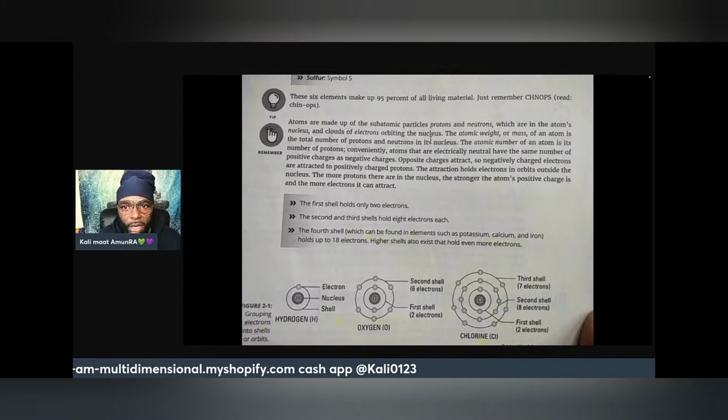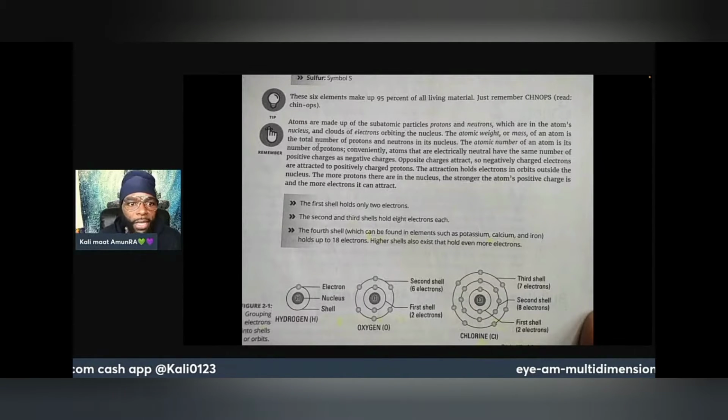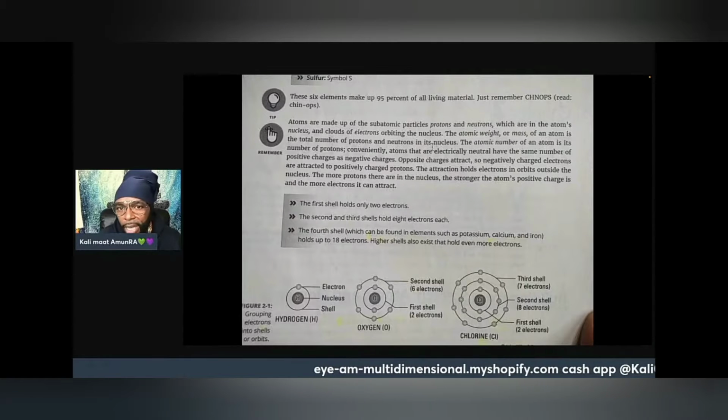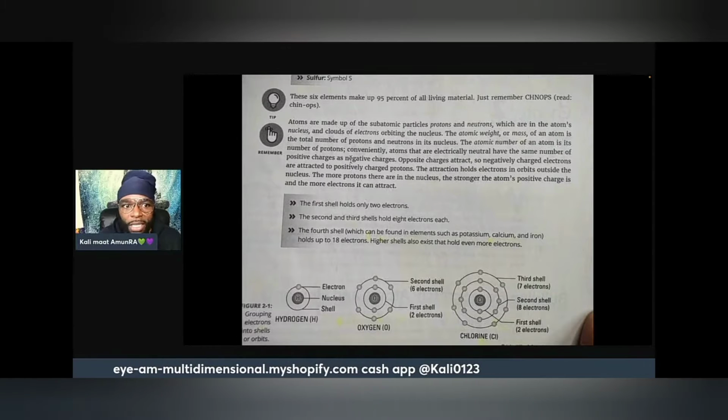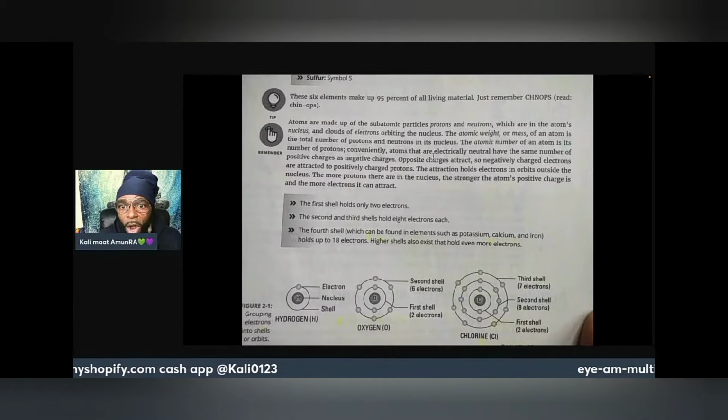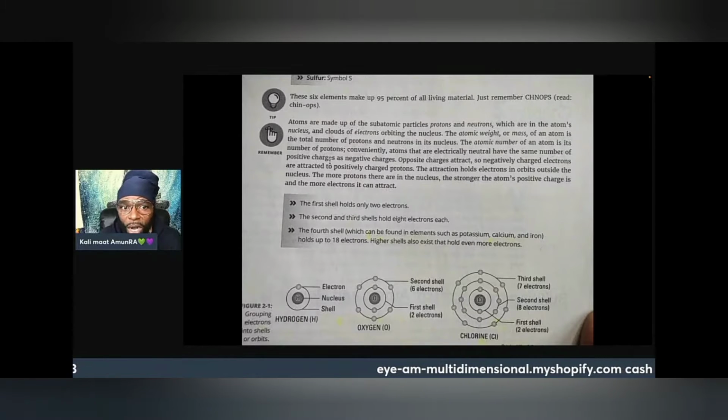orbiting the nucleus. The atom weight or mass of an atom is the total number of protons and neutrons in its nucleus. The atomic number of an atom is its number of protons. Conveniently, atoms that are electrically neutral have the same number of positive charge as negative charge.